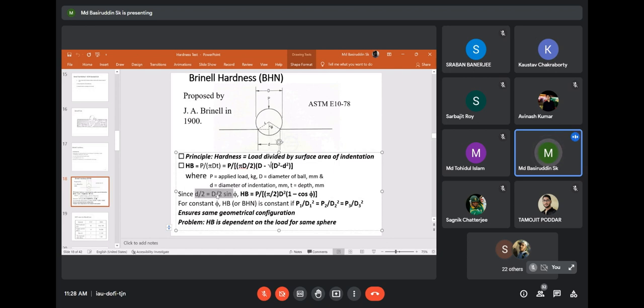Whenever you change the capital D from 10 to, let's say, 5 mm or 2.5 mm, we have to keep phi fixed in each and every case. So that is the problem. Theoretically the thinking is fine, but practically, is it okay or is it feasible?